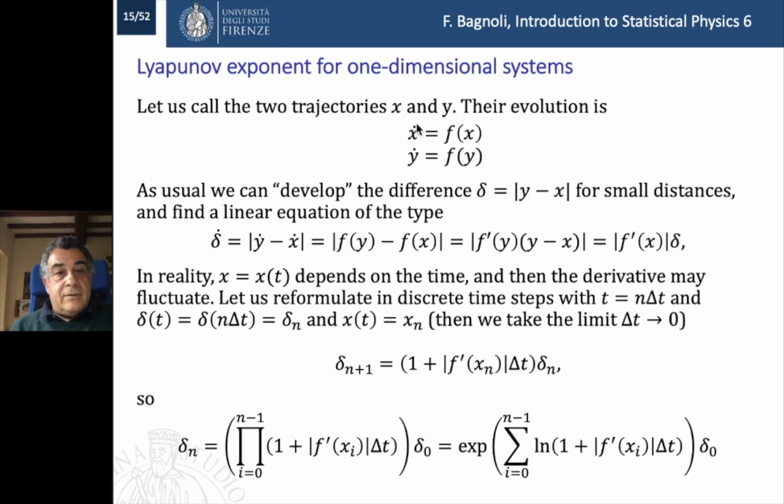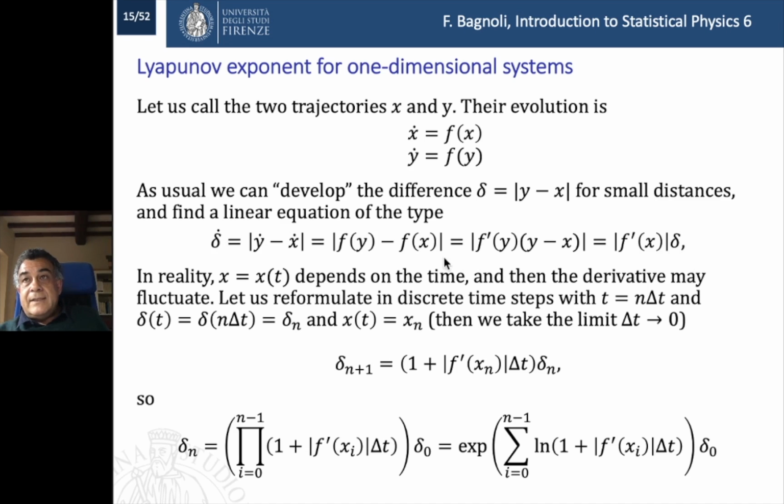So these two trajectories, let us, for instance, perform the analysis for a one-dimensional system in which there is no chaos, but we can develop the terms. You can call these two trajectories x and y, and since they start very near one to the other, we can develop linearly the system as before. And so the difference here in absolute value behaves like this.